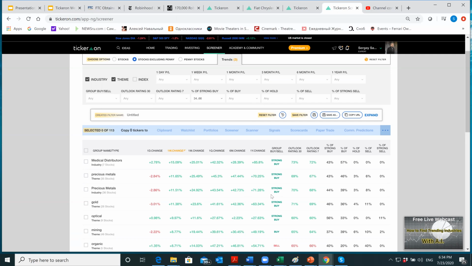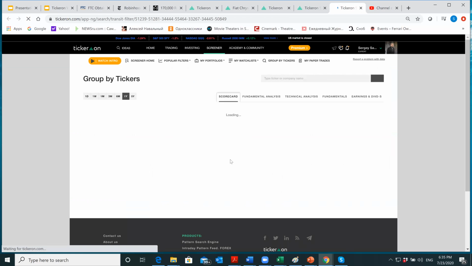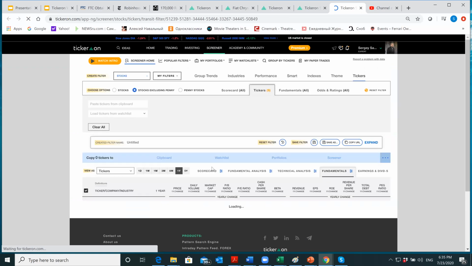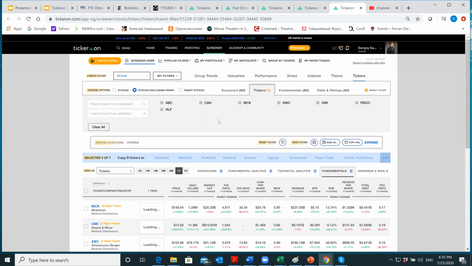So how do we analyze every single stock right here? Now we're going to move to details. Medical distributors. You click here, you select one group, you can select more, and move them where? You move them to the same screener. Look at these stocks now individually. Let's analyze them individually and see what's going on. So it collects all the data. Now what we see is all the stocks here.